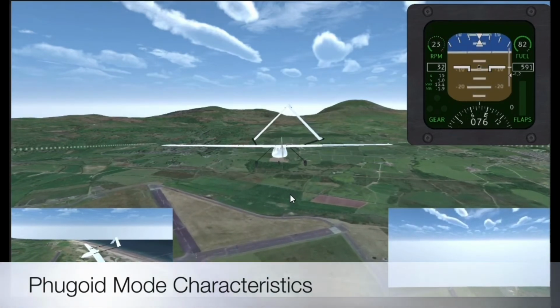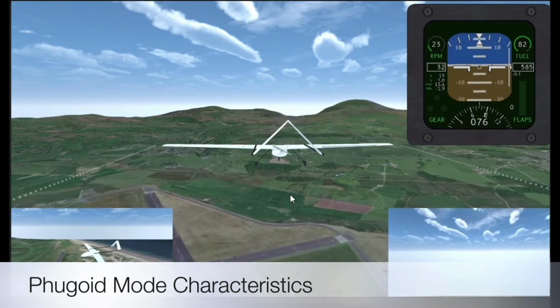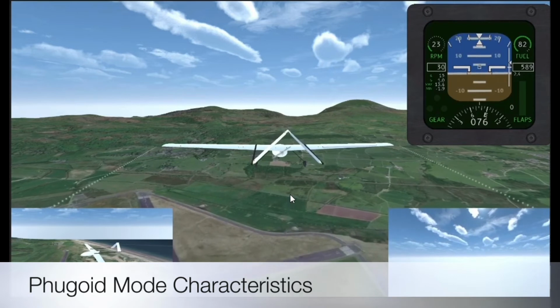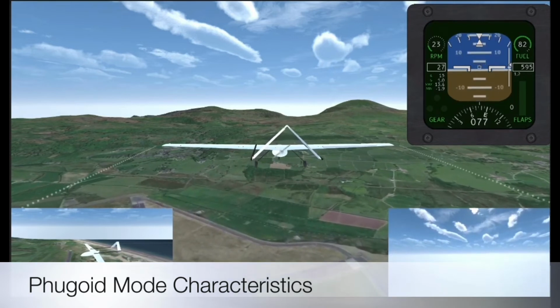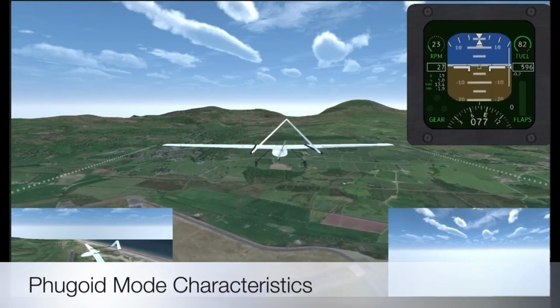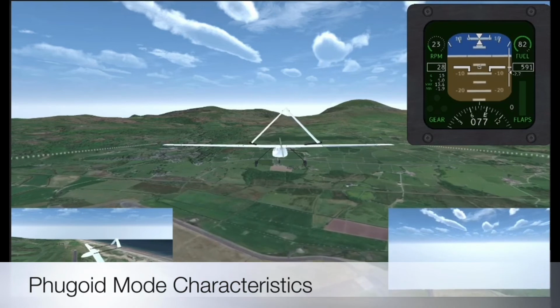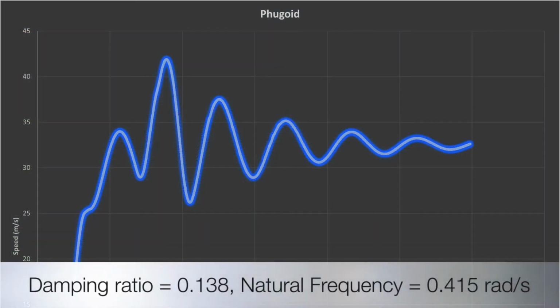The phugoid mode is an aircraft motion in which the vehicle pitches up and climbs and then pitches down and descends, accompanied by speeding up and slowing down as it goes downhill and uphill. The phugoid mode is characterized by the damping ratio and natural frequency of the motion. For this aircraft, the measured damping ratio was approximately 0.138 and the natural frequency was 0.415 radians per second, with a time to subside of approximately 1 minute.